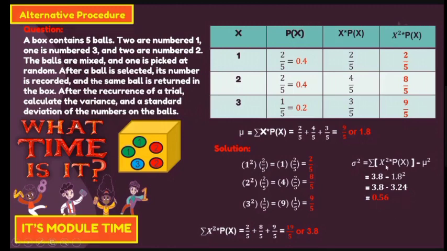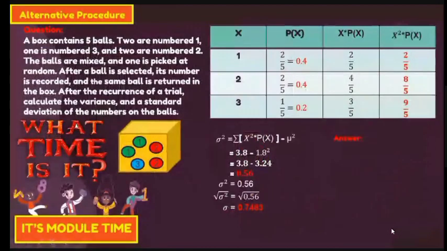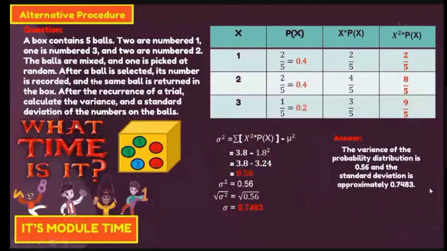Verify nyo na lang siya dun sa first video natin. Then next natin, to solve for the standard deviation, consider the value of variance as 0.56. And then get the square root of both sides. So meron tayong SD or standard deviation equals to 0.7483. Then lastly natin is we have to interpret our result. So the variance of the probability distribution is equal to 0.56 and the standard deviation is approximately 0.7483.